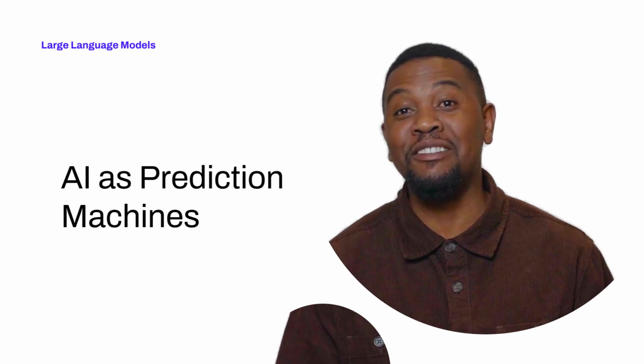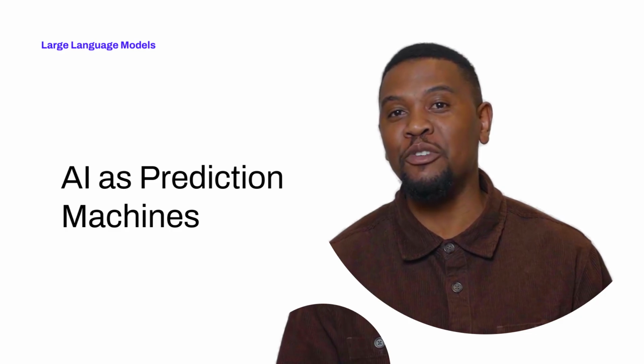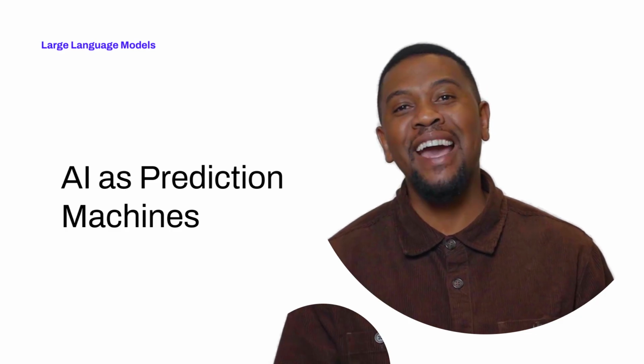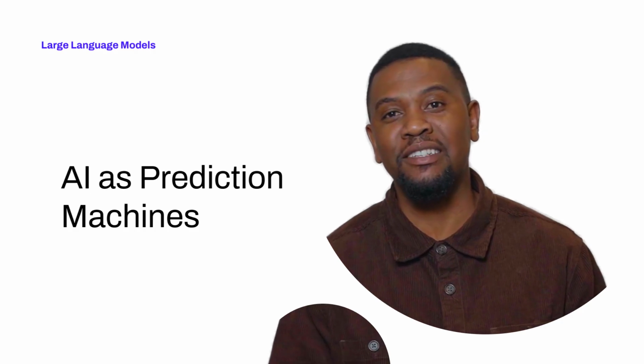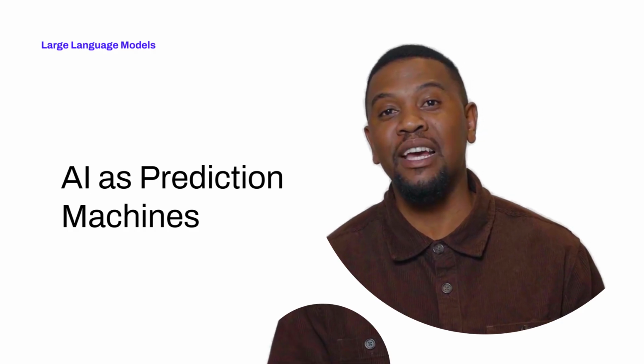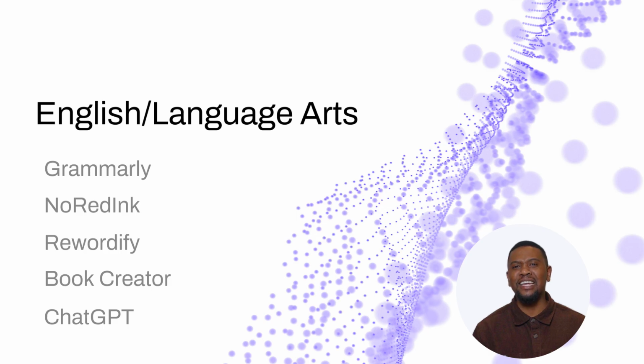Let's explore specific AI tools that you can use in your subject areas. I'll highlight tools for different disciplines, and you can explore those most relevant to your teaching. English and language arts. For English and language arts teachers, AI offers powerful tools for writing, reading, and language development. Grammarly goes beyond basic grammar checking. The AI can suggest style improvements and tone adjustments for student writing.